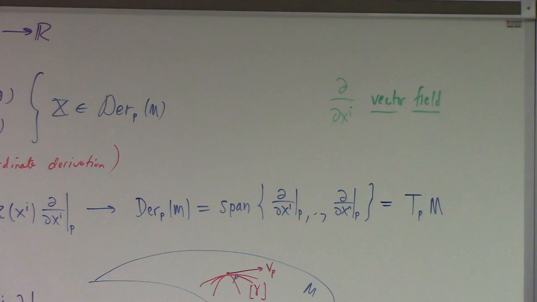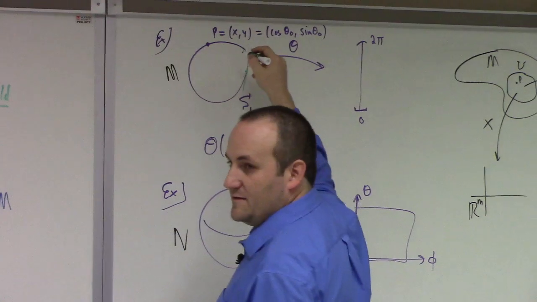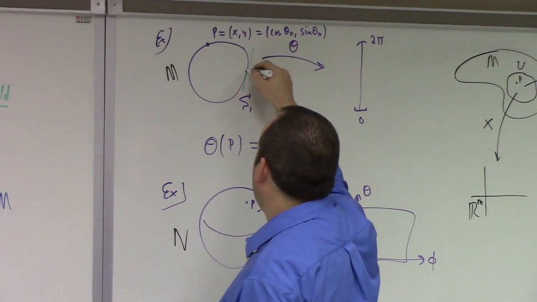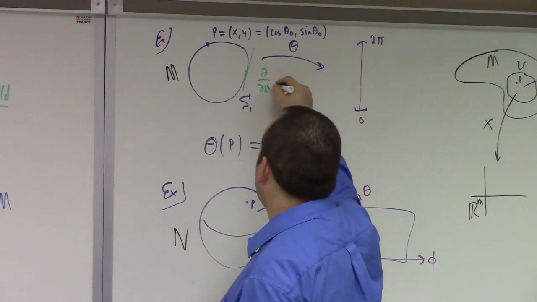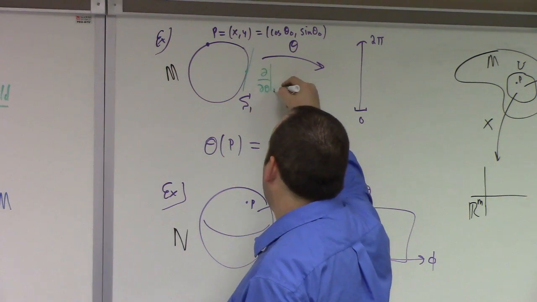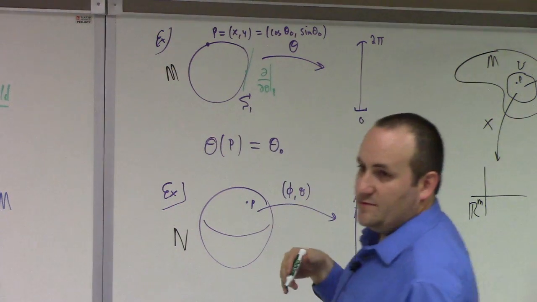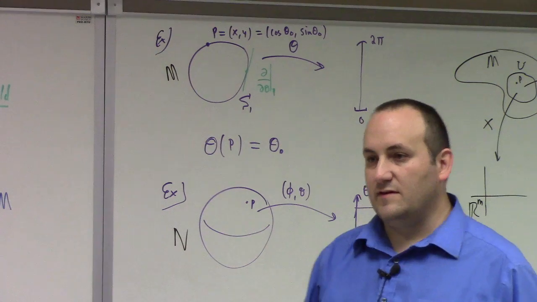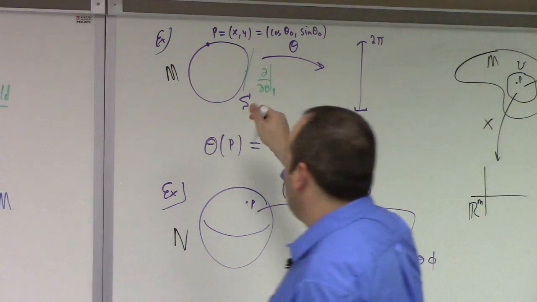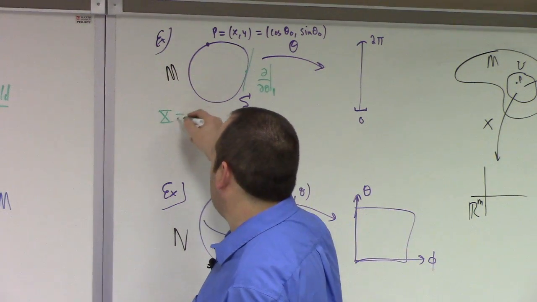Like if you go back to my examples on the circle, if I fix a point, of course we can draw the tangent space like that, like the ancient Greeks, right? If we fix that point, you've just got partial theta at that point p. Up to a scalar multiple, that's what it is. And so there's just one vector field on the circle. It's just basically this.